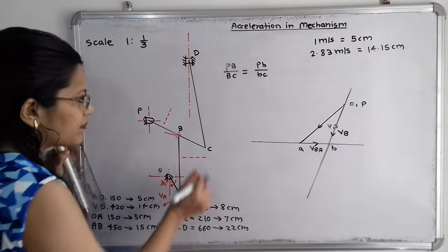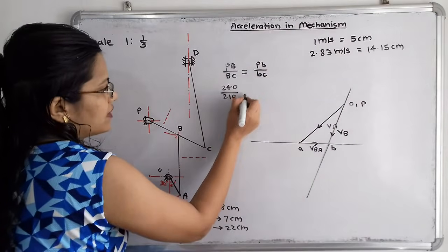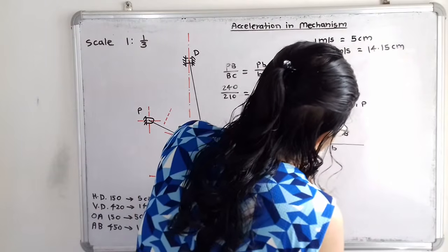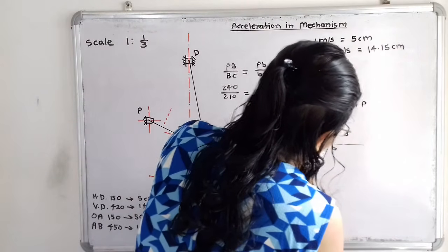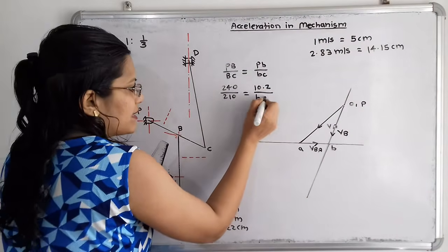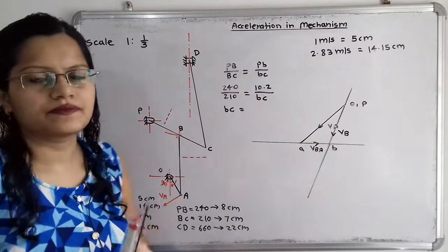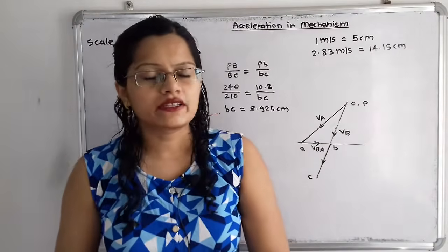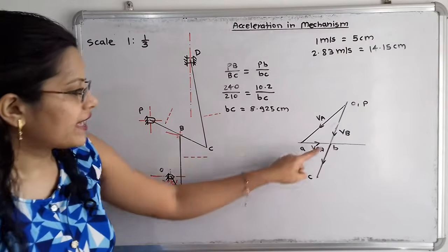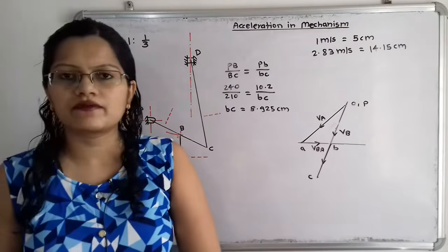So what is the value of PB? That is 240. What is the value of BC? That is 210, which is equal to, now we will put the value of P to B. It is approximately 10.2 centimeter. So I will write 10.2 centimeter divided by BC. Here one unknown term is BC and we can calculate this. So the link BC is equal to 8.925 centimeters. We will take the distance from B to C as 8.9 centimeters and mark a point.